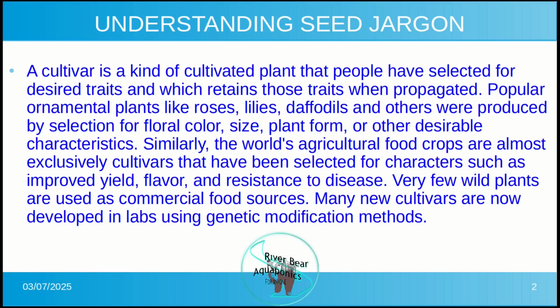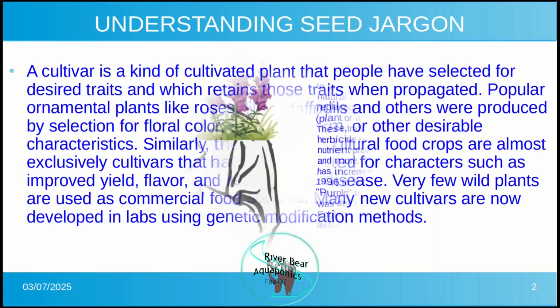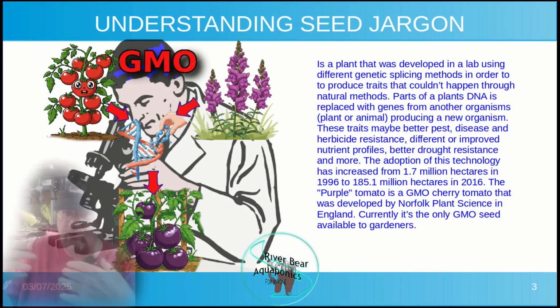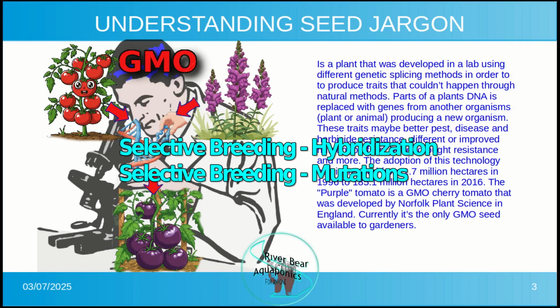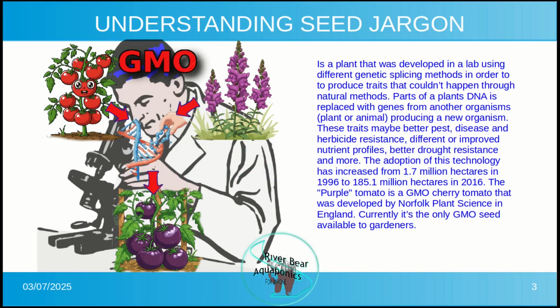There are many new cultivars being developed in labs now using genetic modification methods. So what is a GMO? A GMO is a plant that was developed in a lab using different genetic splicing techniques in order to produce traits that couldn't happen using natural methods. Part of the plant's DNA is replaced with genes from another organism.